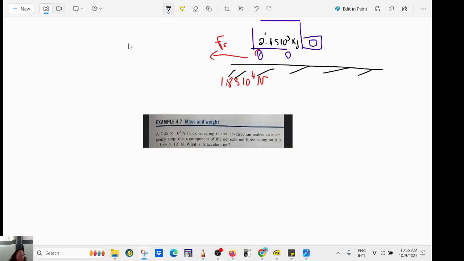Well, it says go back. So I go back. So F equals ma. So 1.83 times 10 to the 4 equals the mass times acceleration.